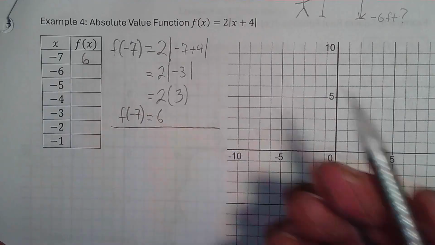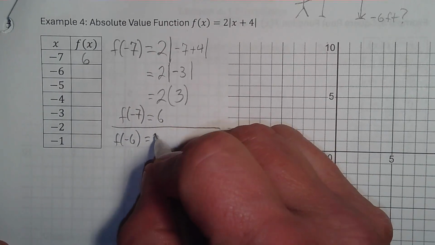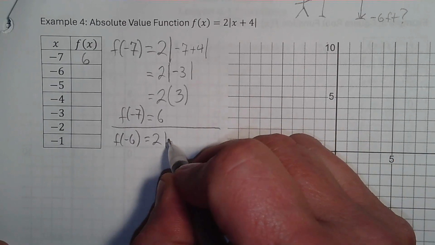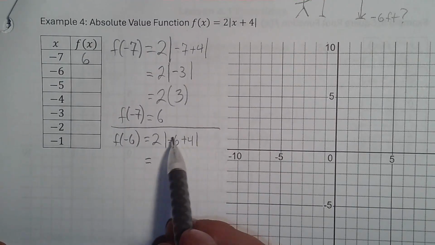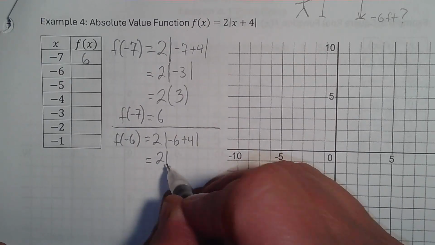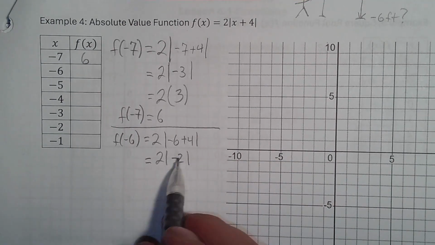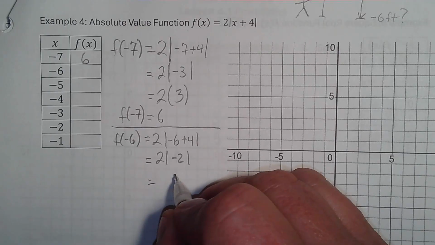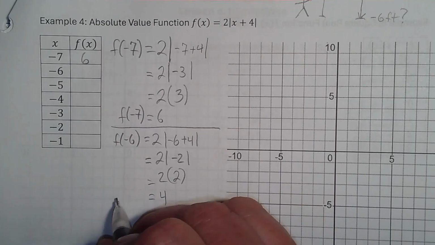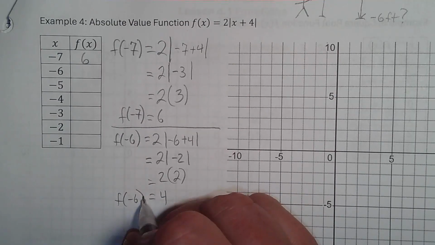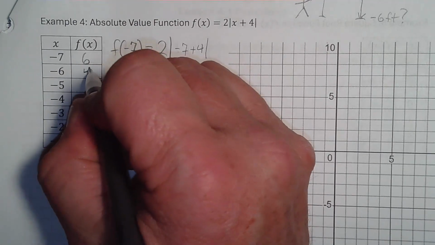Well, now we have to do the same thing with -6. f of -6 is 2 times the absolute value of -6 plus 4. Simplify what's inside, so that's 2 times the absolute value of -2. What's the absolute value of -2? It's 2. Put in parentheses. 2 times 2 is 4. So when -6 is your input, your output is 4.